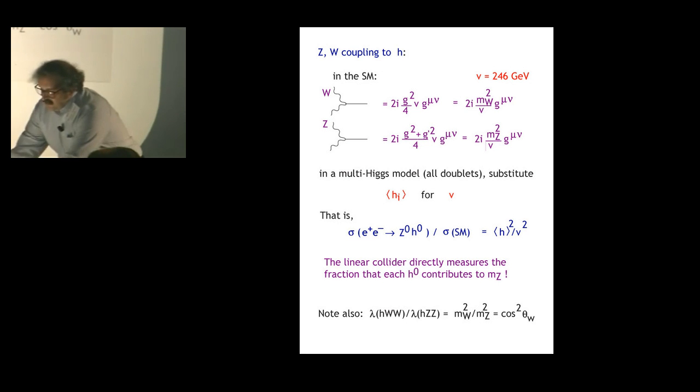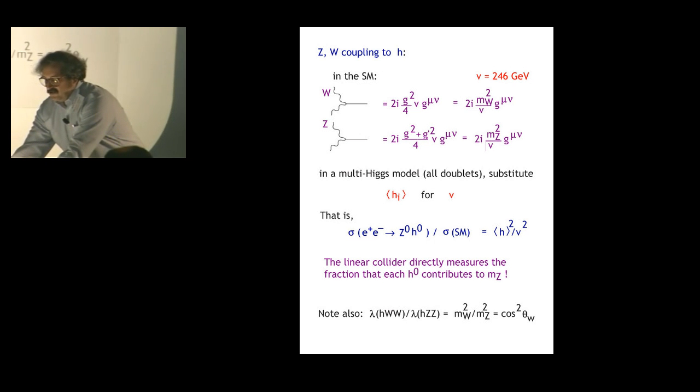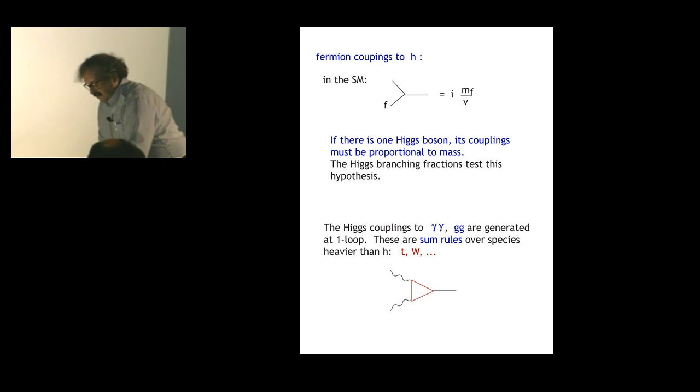Let me note also what follows from this relation, which is sometimes useful to normalize branching ratios. If you measure the Higgs to W plus W minus branching ratio, and you measure this vertex in some way, that gives you a way of normalizing the branching ratios of the Higgs.